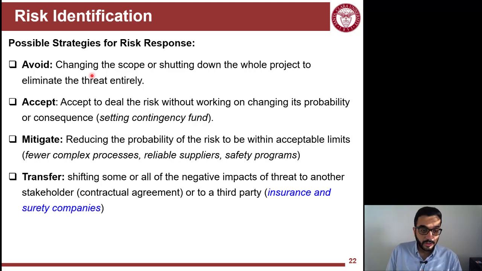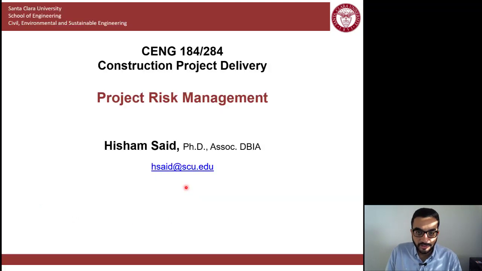So that's the acceptance. And then mitigation is we try to proactively reduce the probability of the risk. So you say that, all right, I will do my best, set a safety system or program in place, put measures to reduce the probability of such risky event to happen. And the last thing is, I will move forward, but I will give the responsibility of handling the risk to someone else. So the transfer approach here, which we'll learn more about in the next lesson. One way of transferring risk is through insurance and surety bonds. So we'll learn about that in the next lesson.